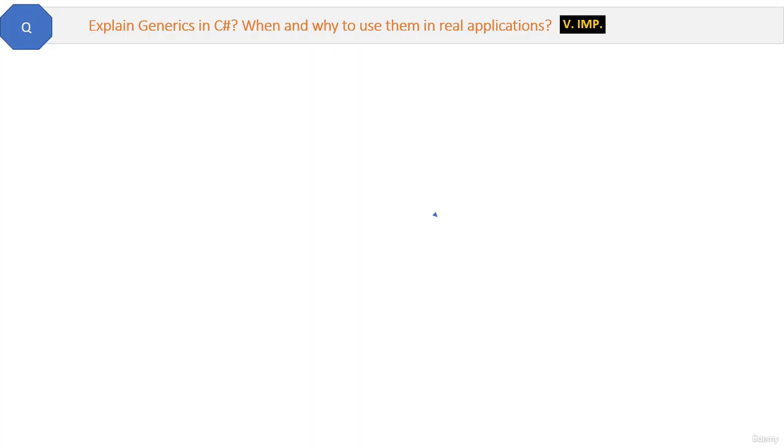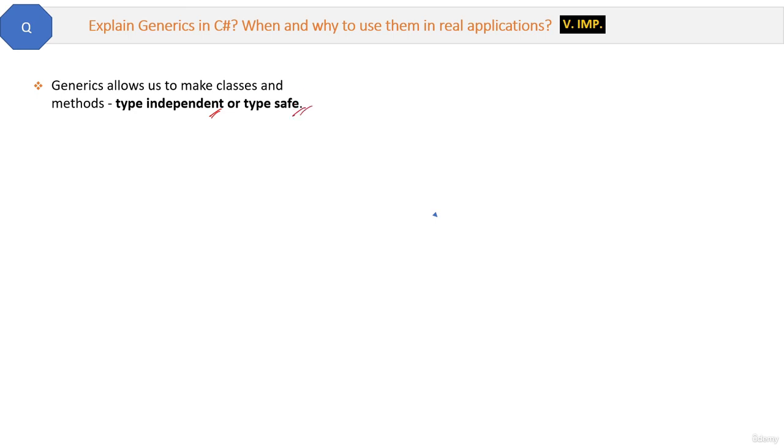Explain generics in C#. When and why to use them in real applications? This is a very important question from an interview perspective, and even from a usage purpose in real applications. Let's start with the definition. Generics allow us to make classes and methods type independent or type safe. Now what is type independent?